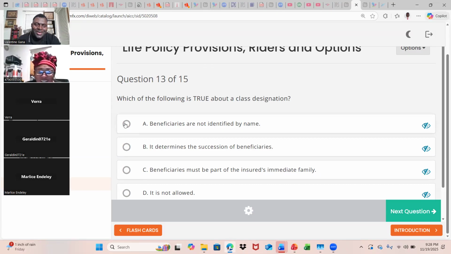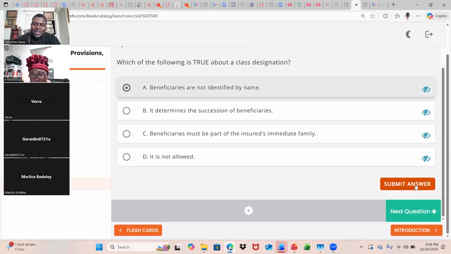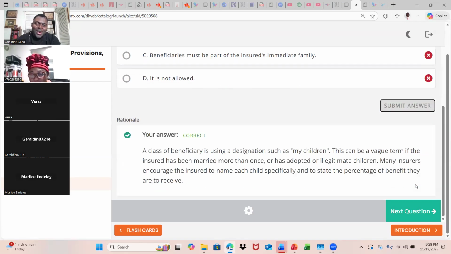Let's go with A and C. It's between those two. So let's just see. So A is right. They're not identified by name. Yes. Correct. For example, if you say all my children, you don't have to name your children. Just say all my children. You say all my children identified at the time of my death. We know who your children were identified.